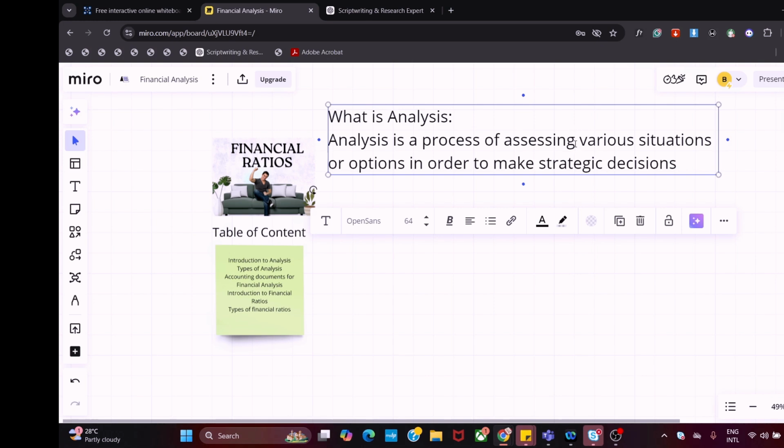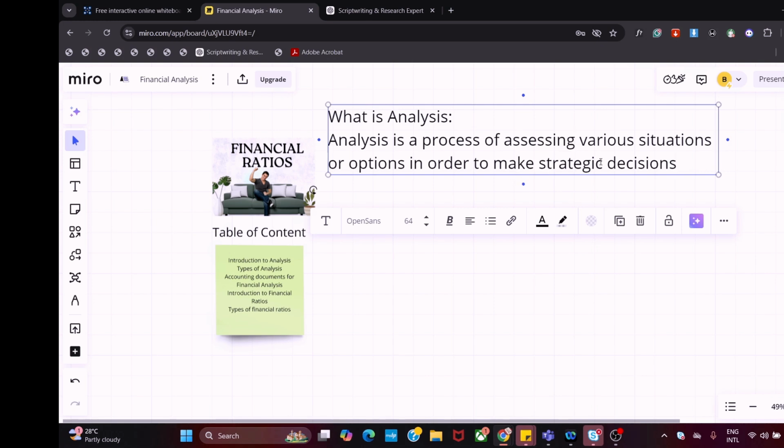All right. So when you're doing all these things, this is what we call trying to make an analysis. We're trying to assess different options, different situations, all right, in order to settle or make the most strategic decision. So this is actually what analysis is all about.